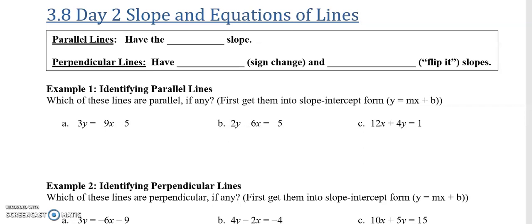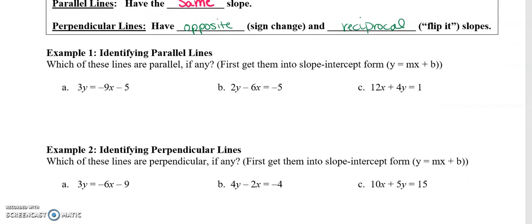This is our day 2 to gain some more practice with writing equations that are parallel and perpendicular. So just to recap, we had parallel, which have the same slope, and perpendicular, which have opposite reciprocal slopes. So we flip it and change the sign. First, we're just going to identify which of these lines, if any, are parallel.